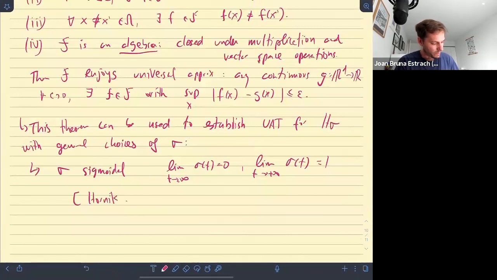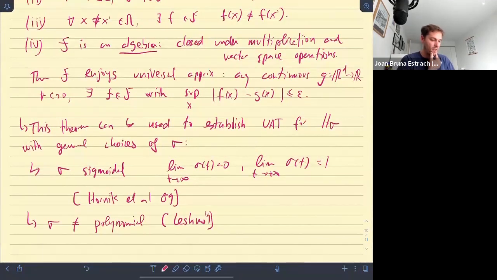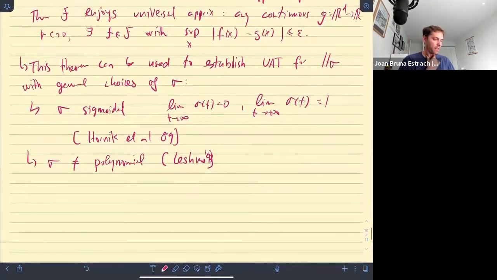So you have the universal approximation that was established by Hornik et al. in '89, and then sigma that is not a polynomial also satisfies these properties, as was shown by Leshno in '93. Okay, so now the conclusion is that indeed these shallow networks can approximate any continuous function.